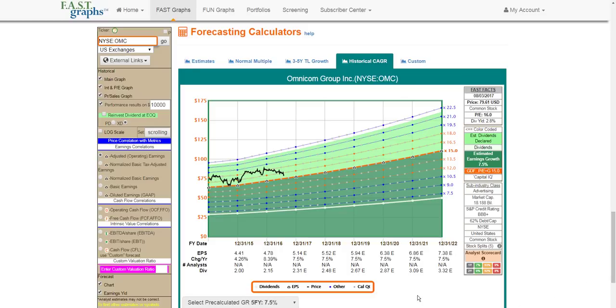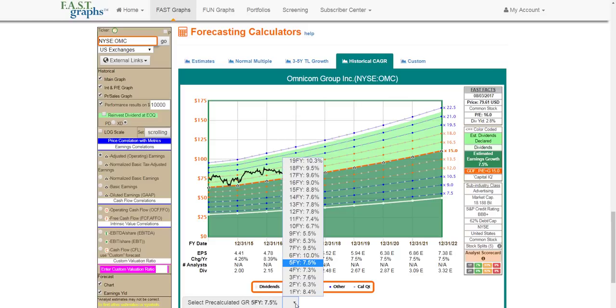So I'm going to use this drop down here in the historical compounded annual growth rate calculator, and I'm going to look at the historical earnings growth of Omnicom. And what I want you to see here is that this company has been a pretty consistent grower historically. Their 19-year record was the highest at 10%, but then they had periods where growth was in the 9, 8, 7, 5, and it's moving back into the 7 and 8%.